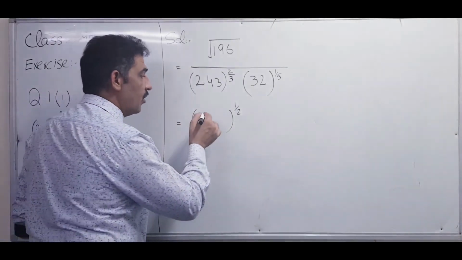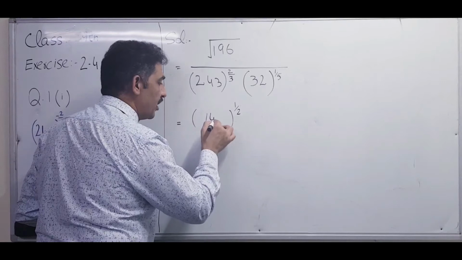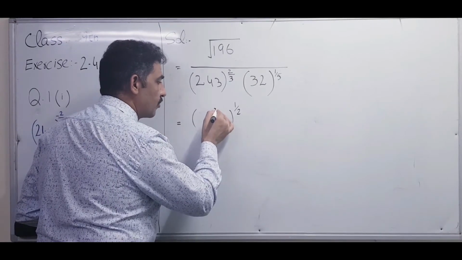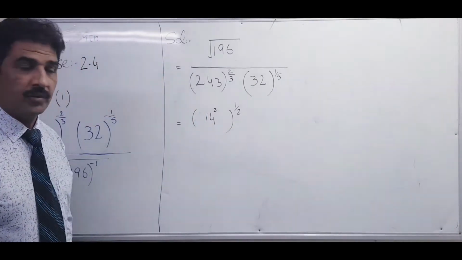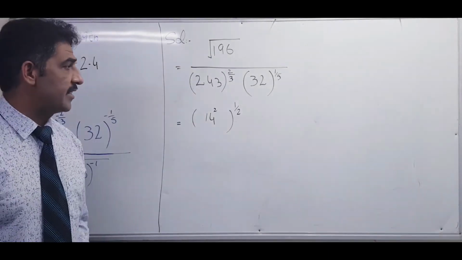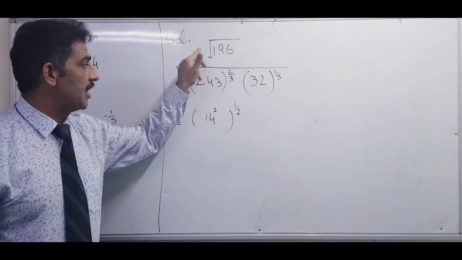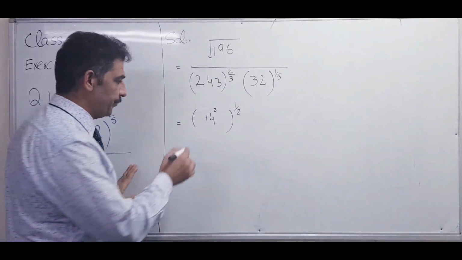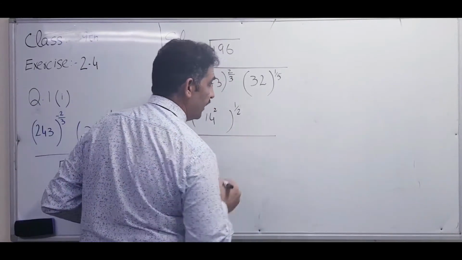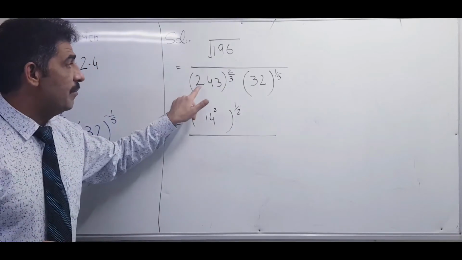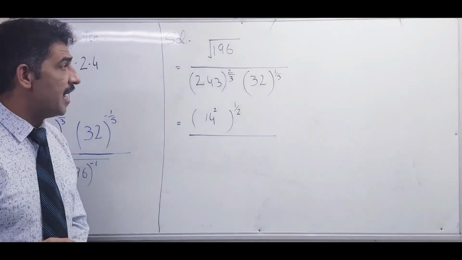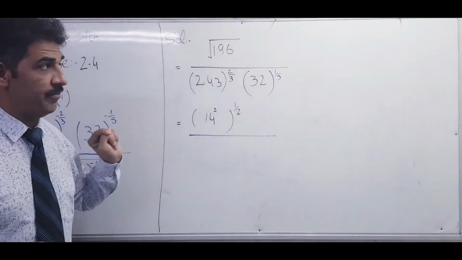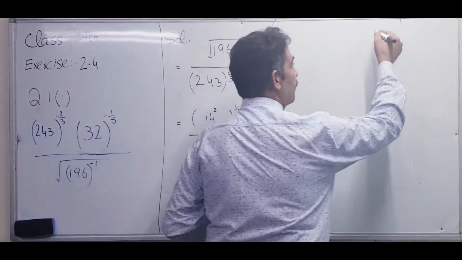So what is the whole number? That is 14 squared, because 14 into 14 is 196. Why am I not taking the root directly? Because I have already written its value as exponent 1/2. In the same way, when you multiply 3 by itself 5 times. How many times? 5 times.